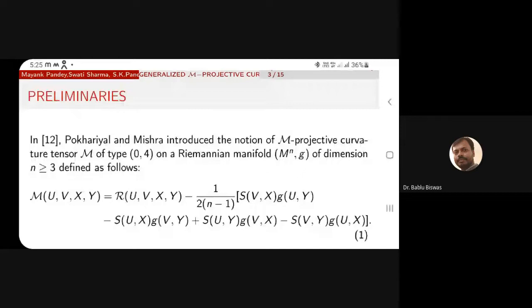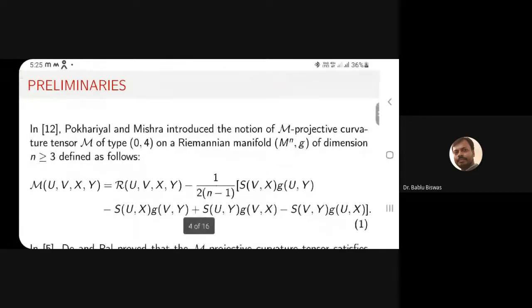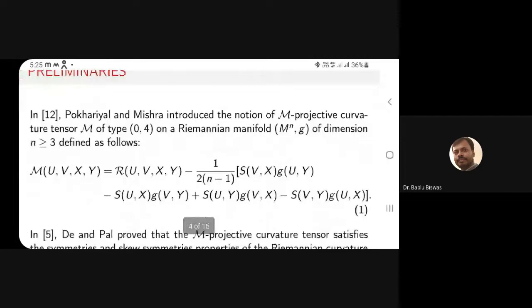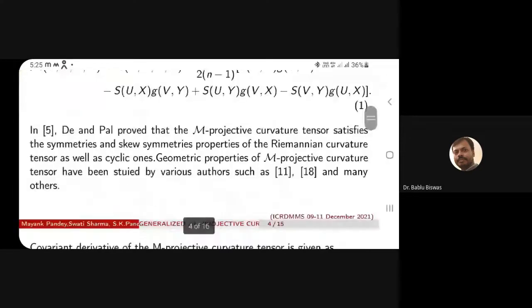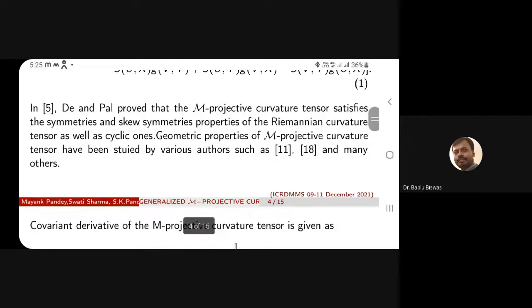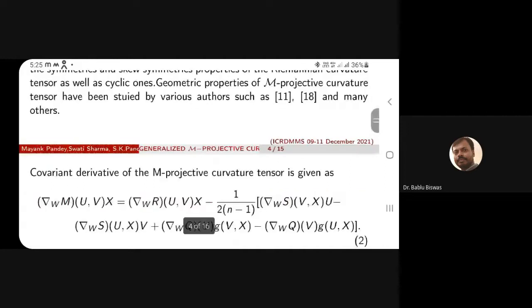Pokhariyal and Mishra introduced the notion of M-projective curvature tensor M of type (0,4) on a Riemannian manifold (M, g) of dimension n greater than or equal to 3, defined as follows. Dey and Paul proved that the M-projective curvature tensor satisfies the symmetries and skew symmetries of the Riemannian curvature tensor as well as the cyclic property. Geometrical properties of the M-projective curvature tensor have been studied by various authors such as 11 and 18 and many others.